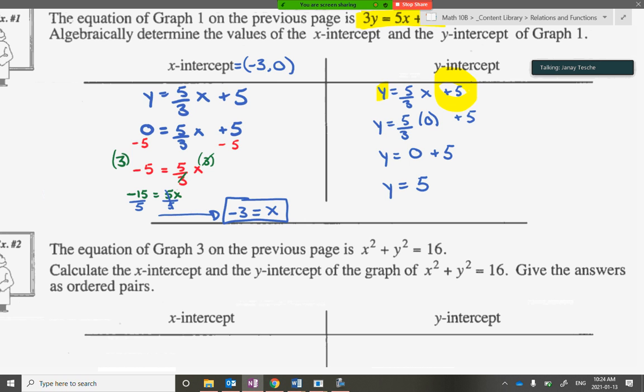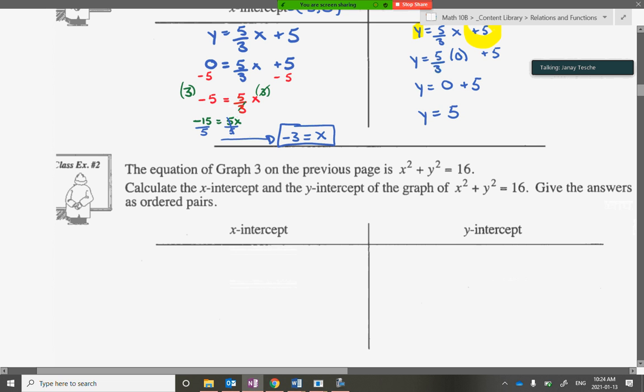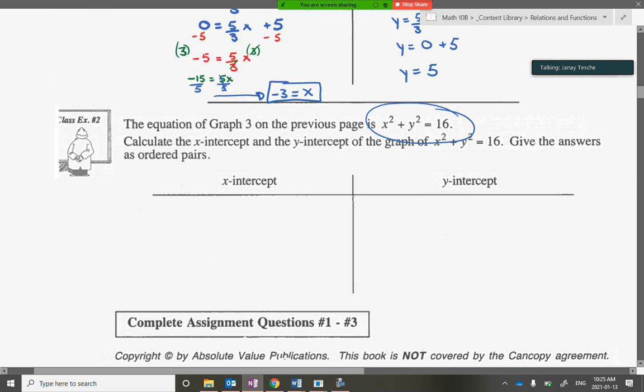Okay, so the second graph was x squared plus y squared equals 16. That's the equation of our second graph. You can write that equation in a lot of different ways, but we're going to use this format because that's the format they've given us. So to solve for our x-intercept, we plug in 0 for y. So I'm going to get x squared plus 0 squared equals 16. What is 0 squared? Good, so I get x squared plus 0 equals 16.